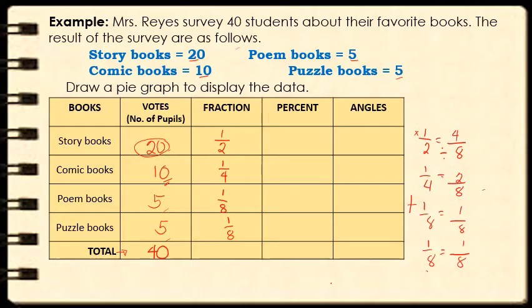I-add natin. 4 plus 2 is 6. Plus 1, 7. Plus 1 is 8. Ano yung common denominator na ginamit natin? 8. So, 8 divided by 8 is equal to 1. Since nag-equal to 1, ibig sabihin, tama ang sagot natin na bawat fraction. So, tama yung solution natin at yung mga naging sagot natin. So, check yan. Okay. So, now let's proceed to the percent column, yung pangatlong hanay.